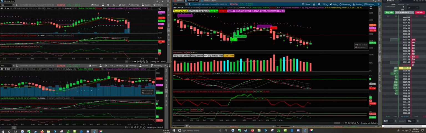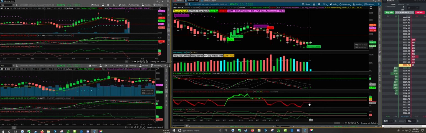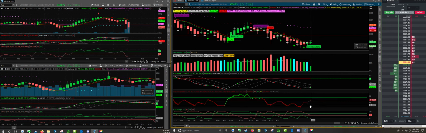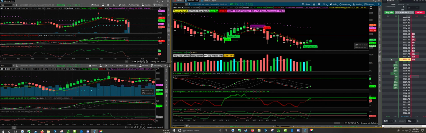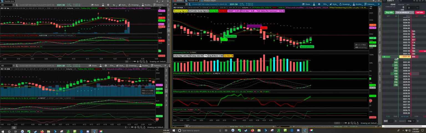Okay, look for the reversal. The RSI is already flipping over. Okay, let this thing pull back. Take the order 31.5 long. Stop filled.